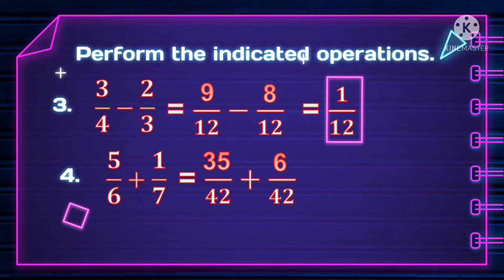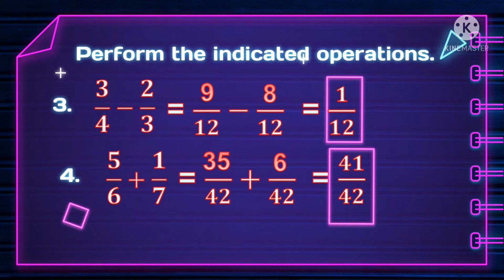Then we can now proceed on the rule of adding similar fractions. 35 plus 6 is 41 and copy the same denominator, which is 42. So the final answer now is 41/42 since hindi na siya pwedeng i-simplify. So lagyan natin ng box ang ating final answer.